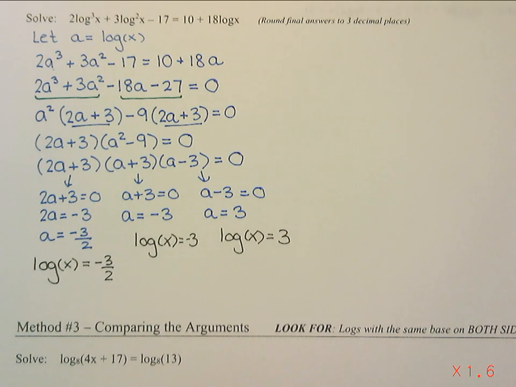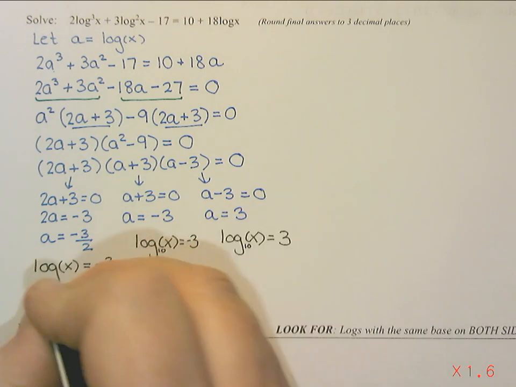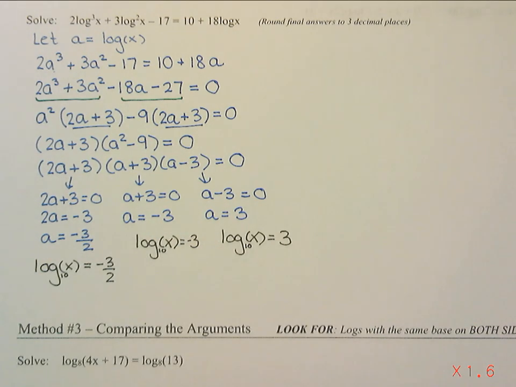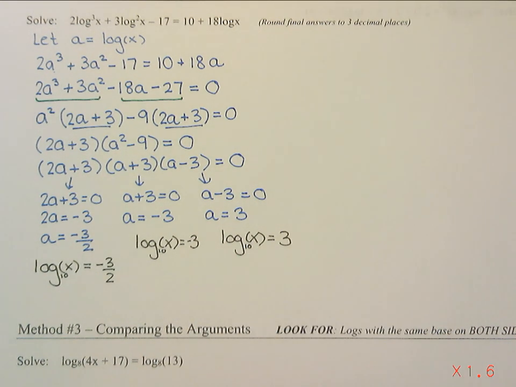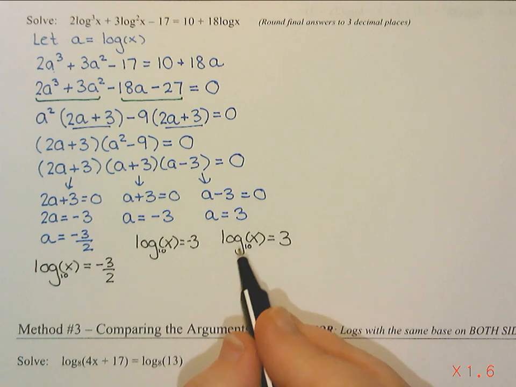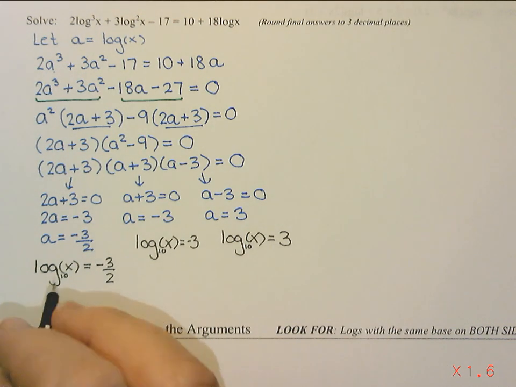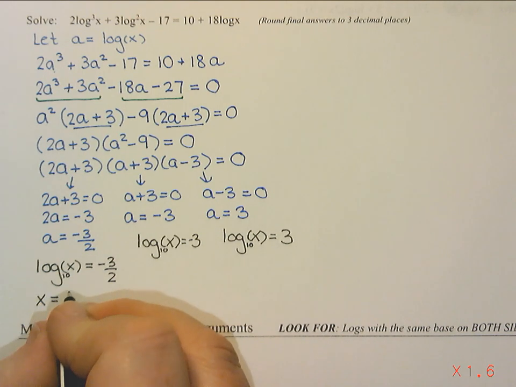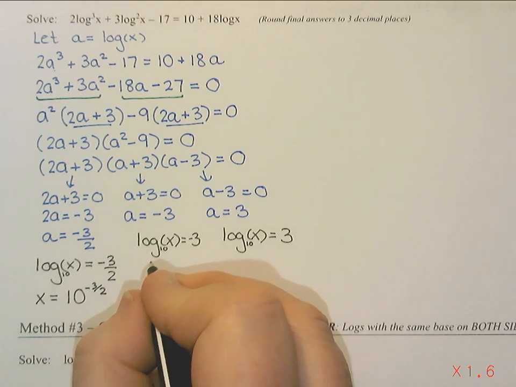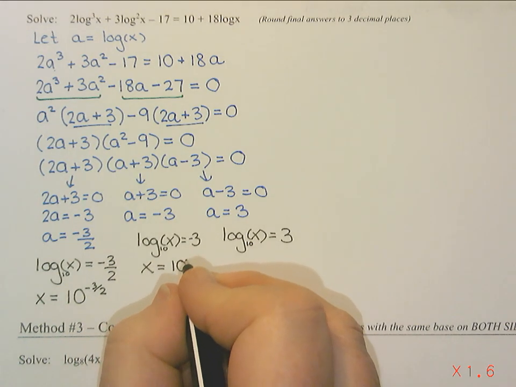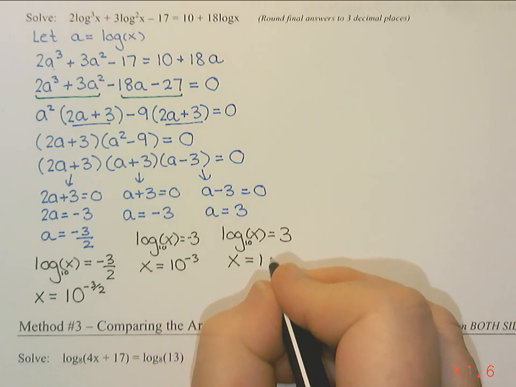Now those logs don't appear to have a base, but they do all have a secret base of 10. And at this point, we are going to have to do some rearranging. We have one variable to solve for, right? So doing a little rearranging would be a good idea. The opposite of a log base 10 is a power with a base of 10. So this one, x is going to equal 10 to the power of negative 3 over 2. This one, it's going to be x equals 10 to the power of negative 3. And this one is going to be x equals 10 to the power of 3.